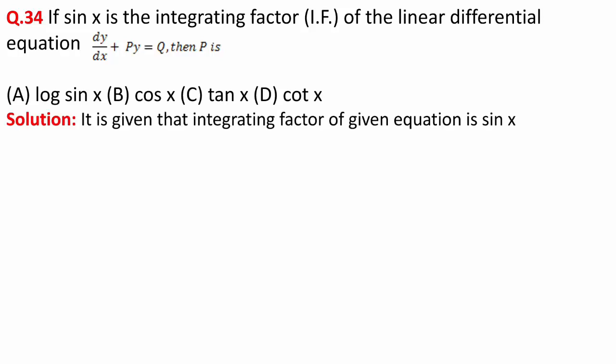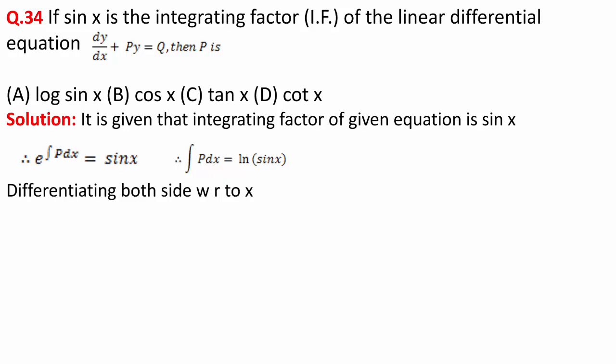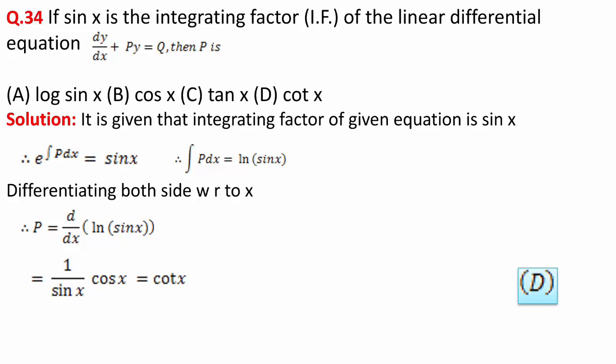Solution: it is given that integrating factor of the given equation is sin x. Therefore, e raised to integration of p dx equal to sin x. Therefore, integration of p dx equal to log of sin x. Differentiating both sides with respect to x, we get p equal to d by dx of log of sin x equal to 1 by sin x into cos x equal to cot x. Hence, correct option is D.